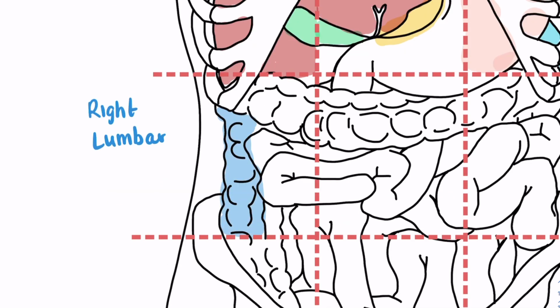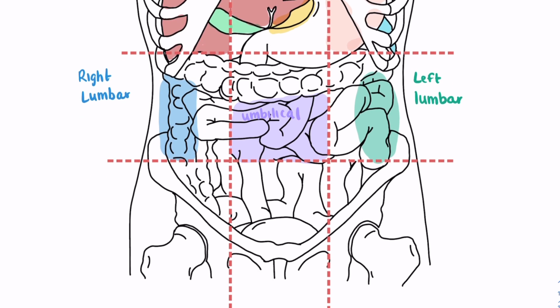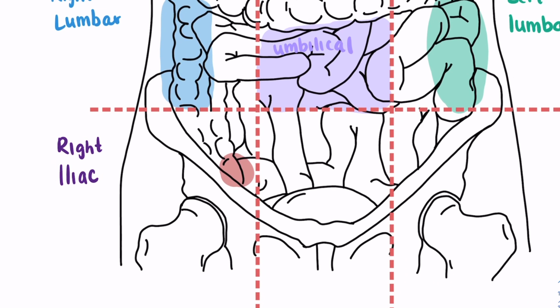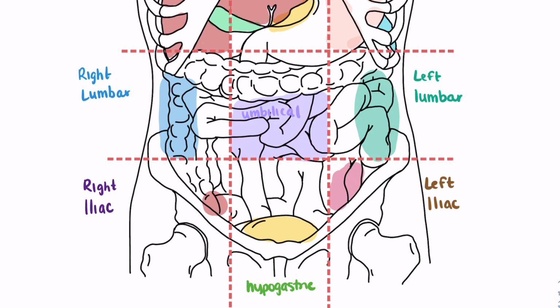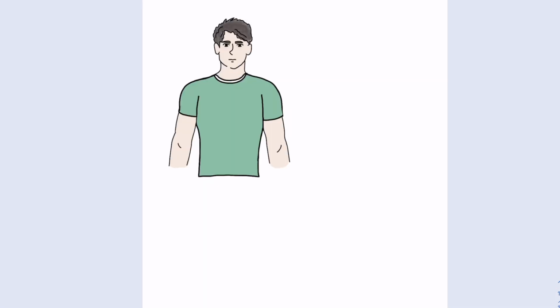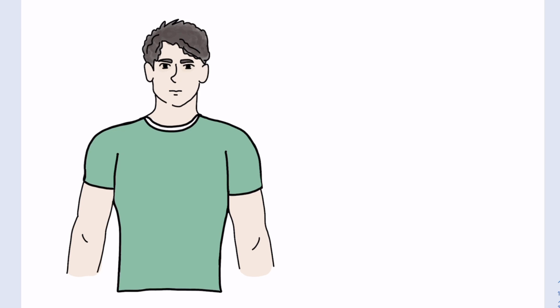The right lumbar has the ascending colon of the large intestines. The umbilical region has the majority of the small intestines. The left lumbar region houses the descending colon of the large intestines. The right iliac region houses the appendix. The hypogastric region has the urinary bladder, and the left iliac has the start of the sigmoid colon. Knowing these regions and the organs is super important for an exam, but also super important for life.